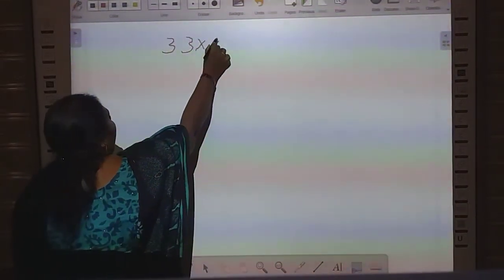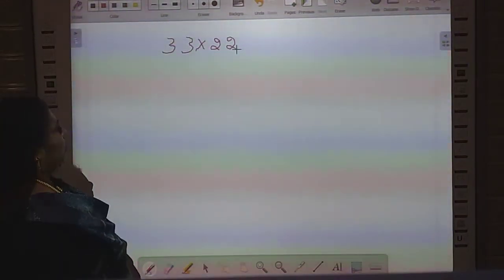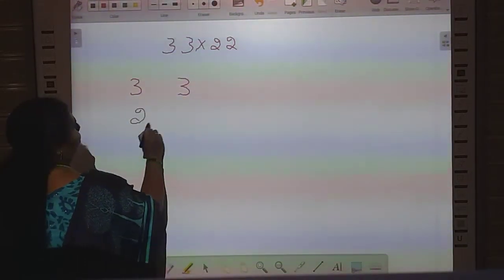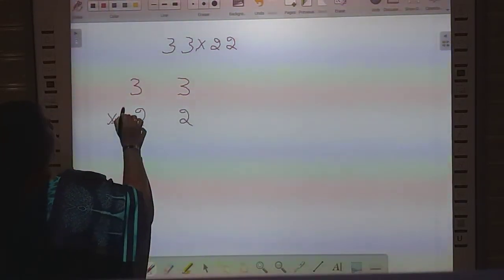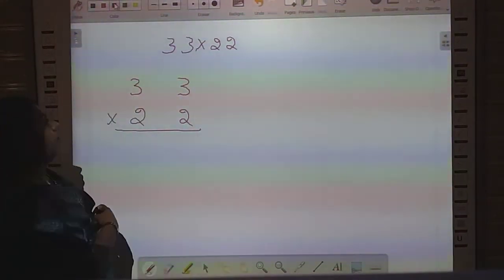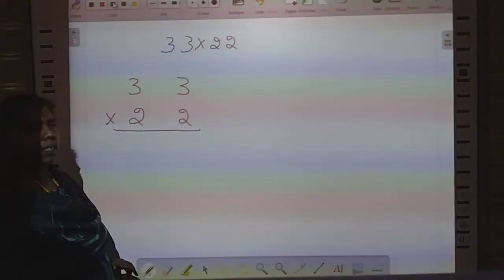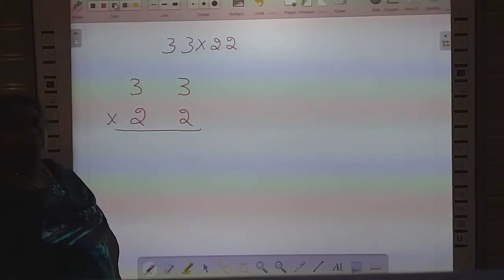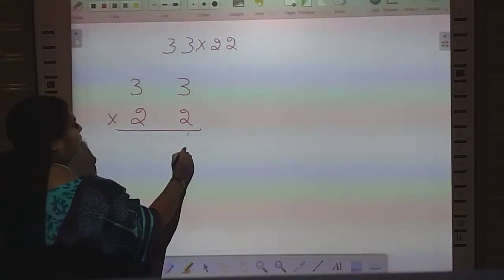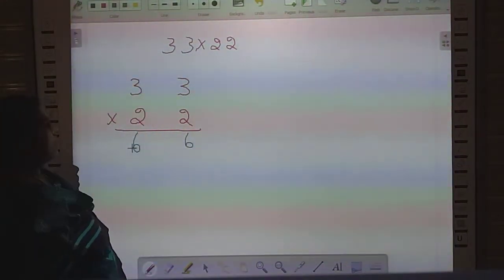33 into 22. Okay, 33 into 22. Multiply 33 here 22. Okay, so here first we are going to use which table? Second table, right? Yes. 2 times 3 are, 2 2s are 4, 3 2s are 6, right? Yes, 6. Again 2 times 3 are 6 only. Right? Yes, first term is over.